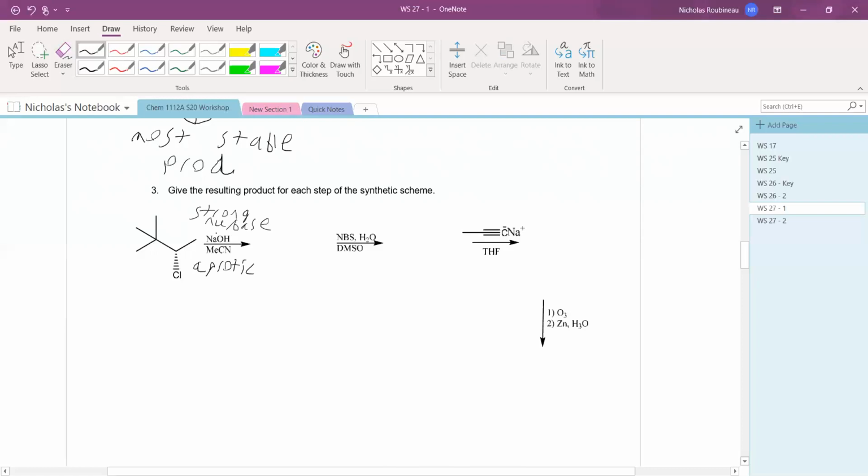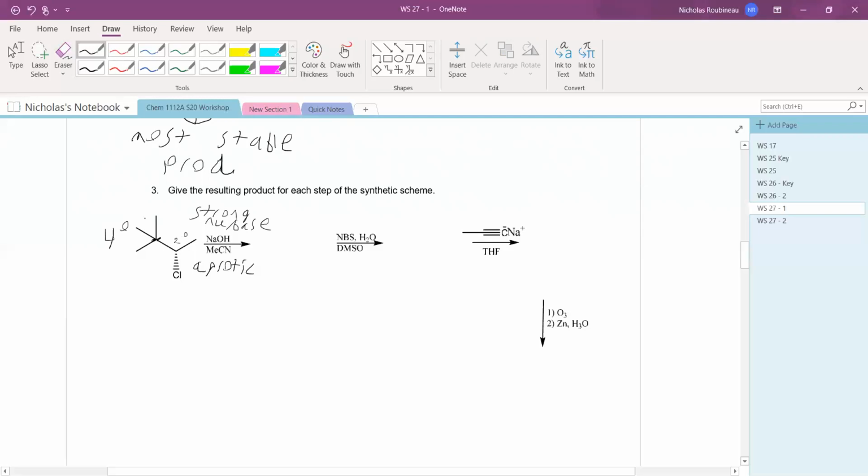So that would favor SN2, and it's a secondary position, which works fine for SN2, but you have to consider the position right next to the leaving group. It's a quaternary position. Because it's a quaternary position, it basically stops SN2 reactions from occurring, because SN2 is dictated by how much steric hindrance there is.